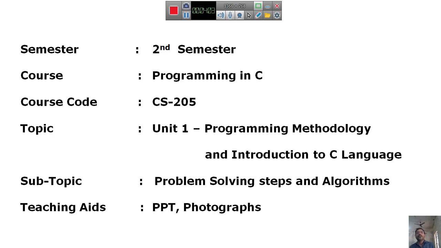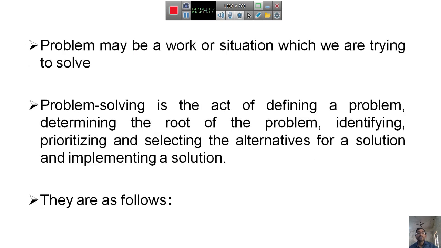The first chapter is programming methodology and introduction to C language. In that, topic 1 is problem solving steps and algorithms. Okay. So in this one, first I am going to explain what is a problem.